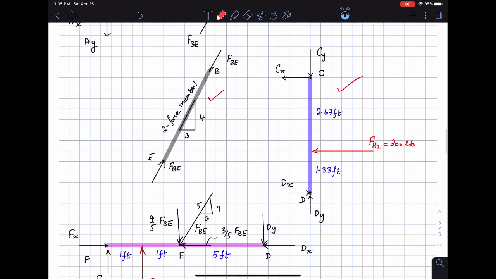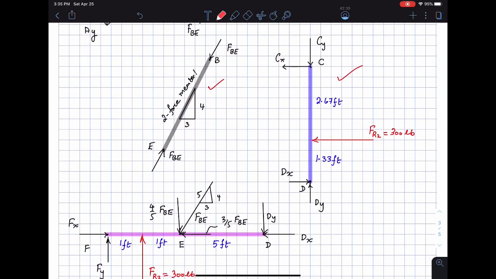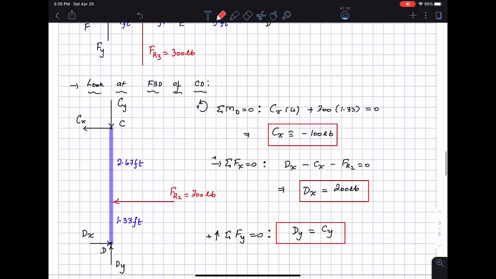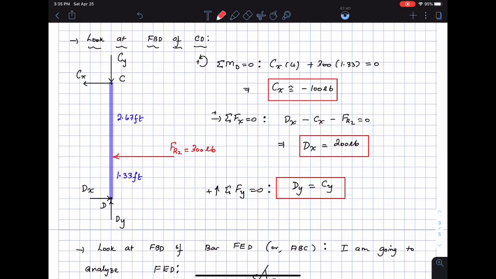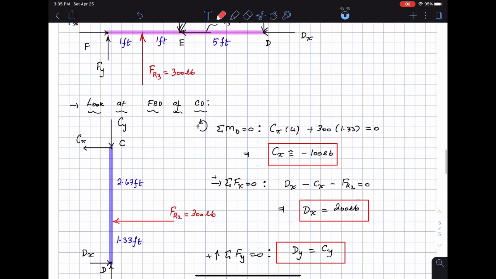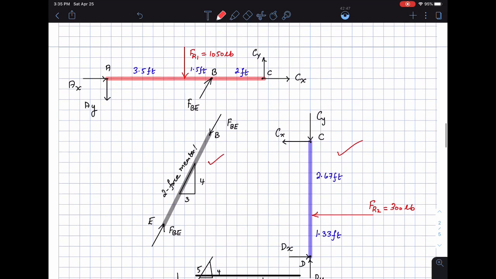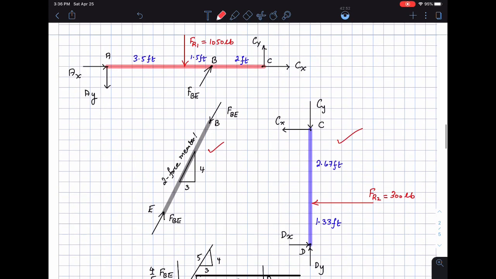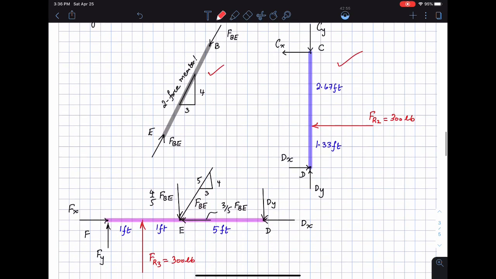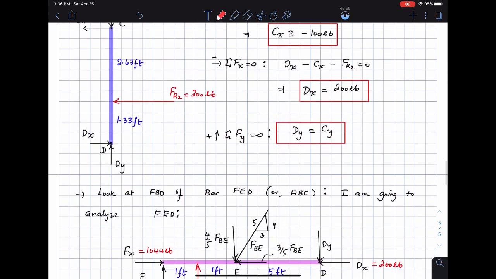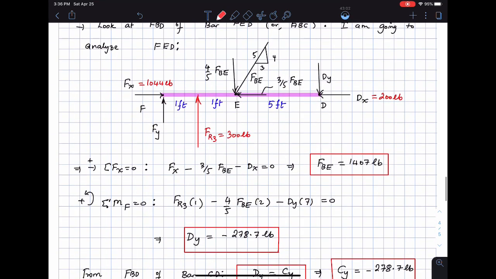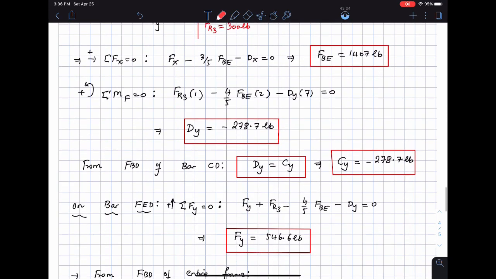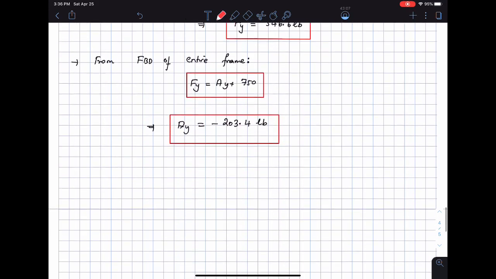Once you do this, then it's a question of deciding what to do. I'm starting off with the free body diagram of CD. Once again, 4 unknowns, but I can find at least 2 of them and find a relationship between the other 2. Then I look at either the free body diagram of FED or ABC. It's your choice. BE already has done its job, so that's going to be in as a 2-force member. So I look at the free body diagram of FED, and then I draw that out here, and I find the rest of the unknowns. And so this is the end of this particular problem.